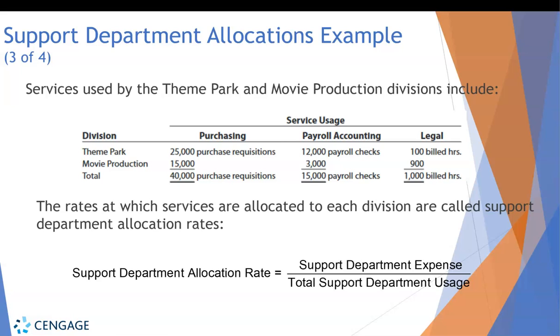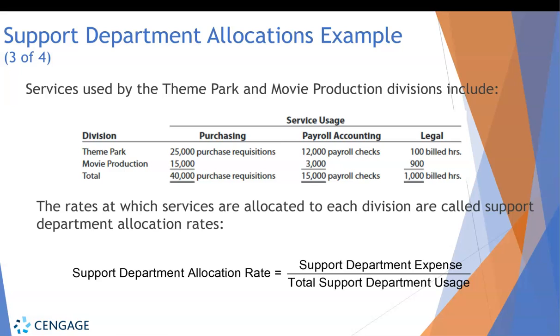The services used by the theme park and movie division include the $25,000 purchase requisitions. For the movie production, $15,000 purchase requisitions. For payroll, 15,000 paychecks in total. And for number of hours billed, we've got 1,000 hours billed for the legal department.